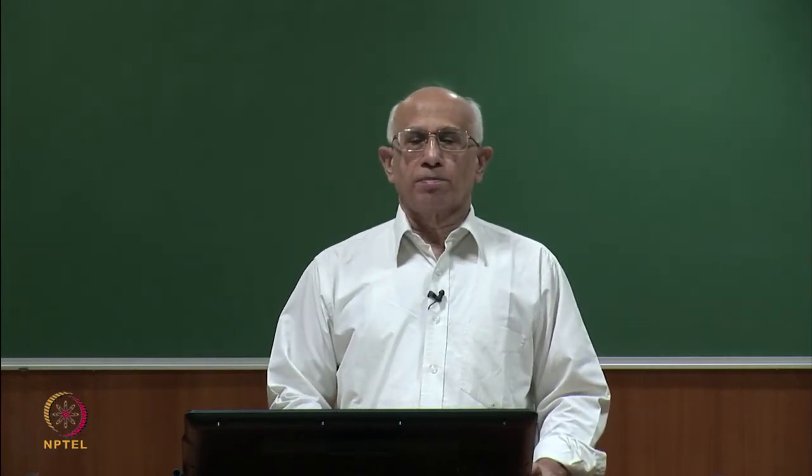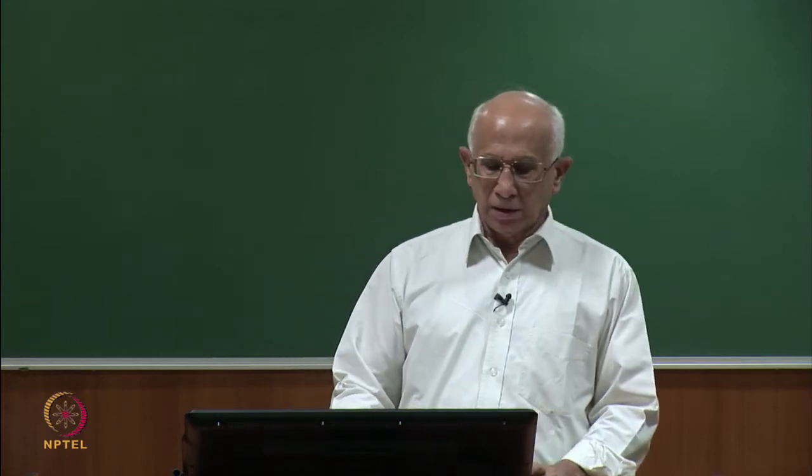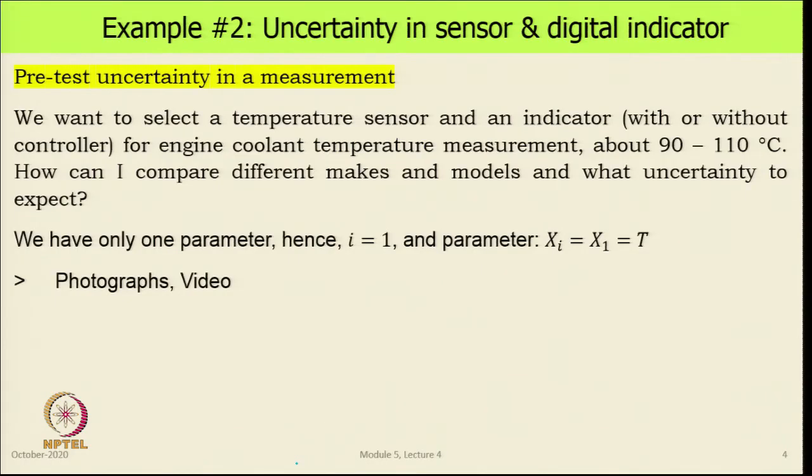So, here is the problem statement. We want to select a temperature sensor and an indicator with or without controller for engine coolant temperature measurement about 90 to 110 degrees Celsius. How can I compare different makes and models and what uncertainty to expect? So, this is one application I have listed.